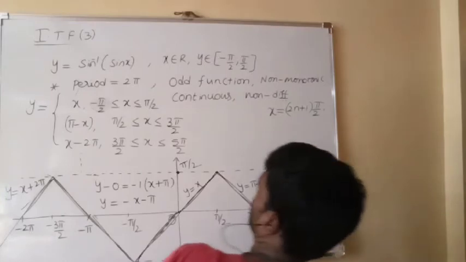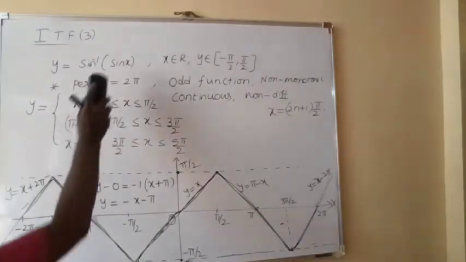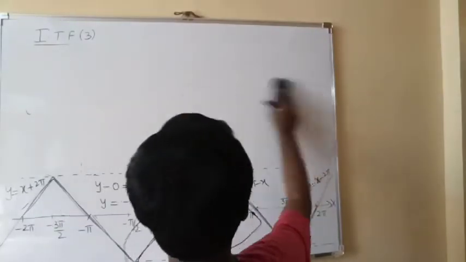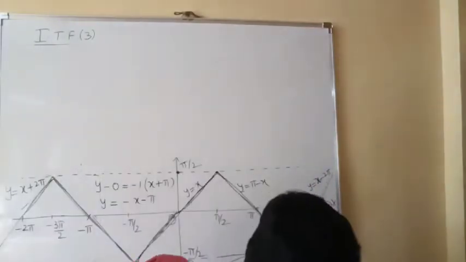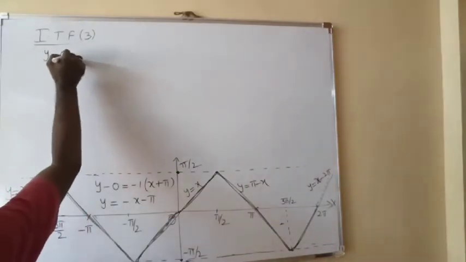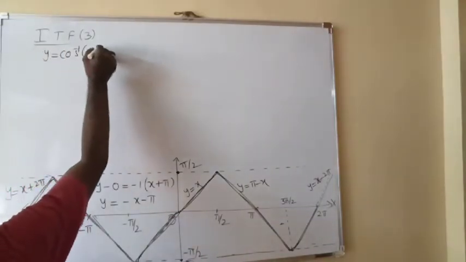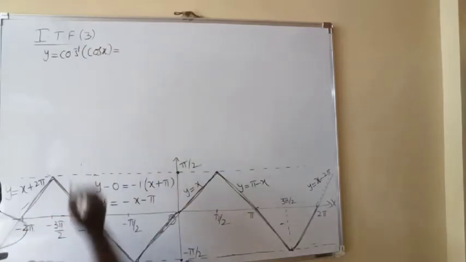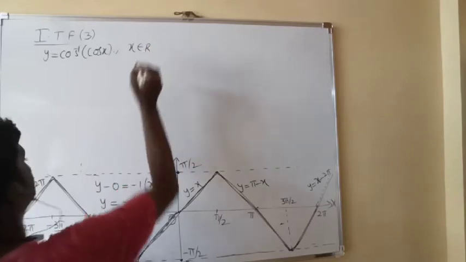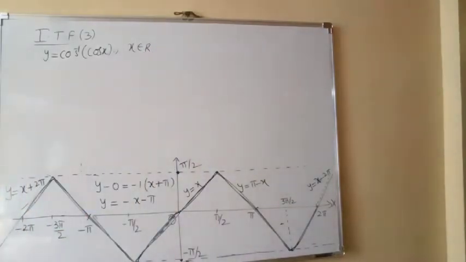Similarly, cos inverse of cos x function graph. So I am writing directly. So cos inverse of cos x, y is equal to cos inverse of cos x. For this function also, the domain is all real numbers.